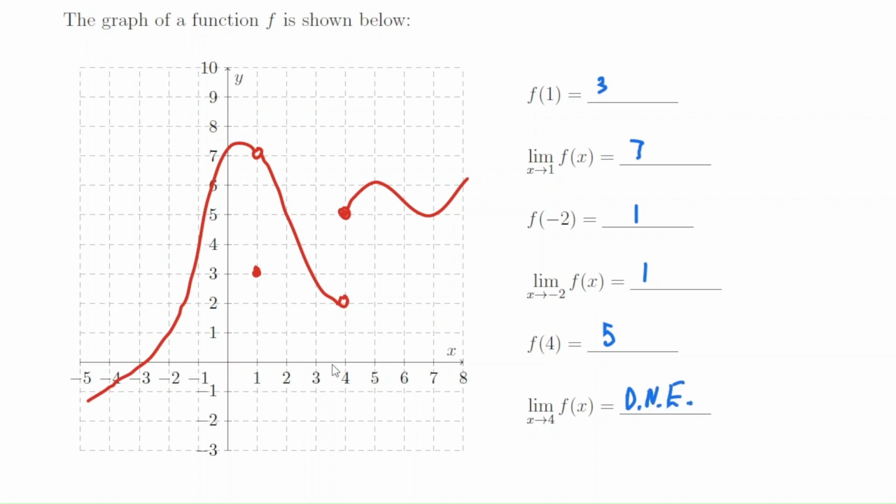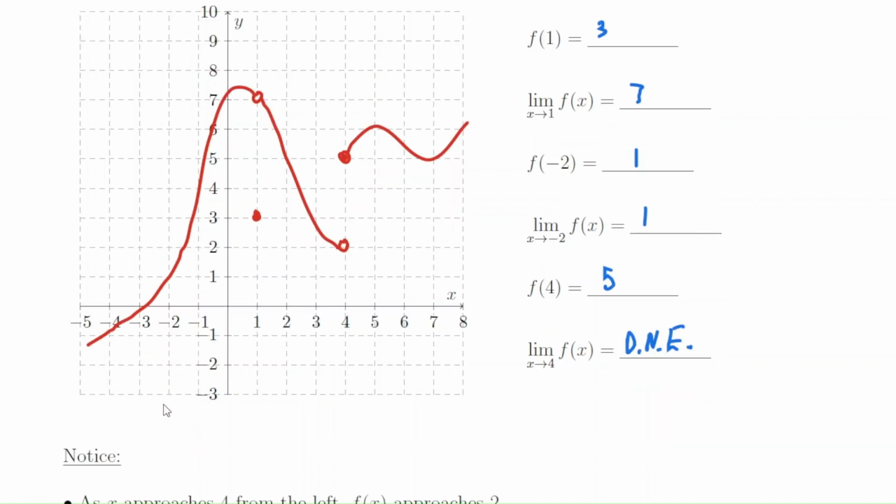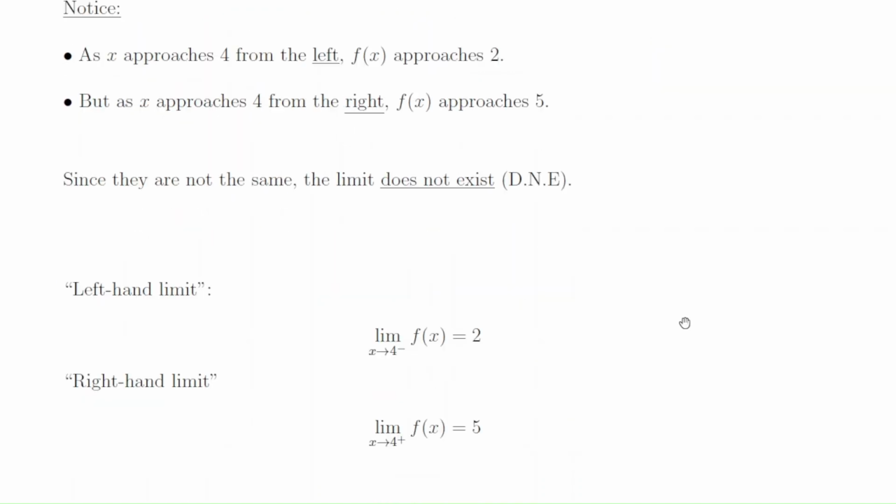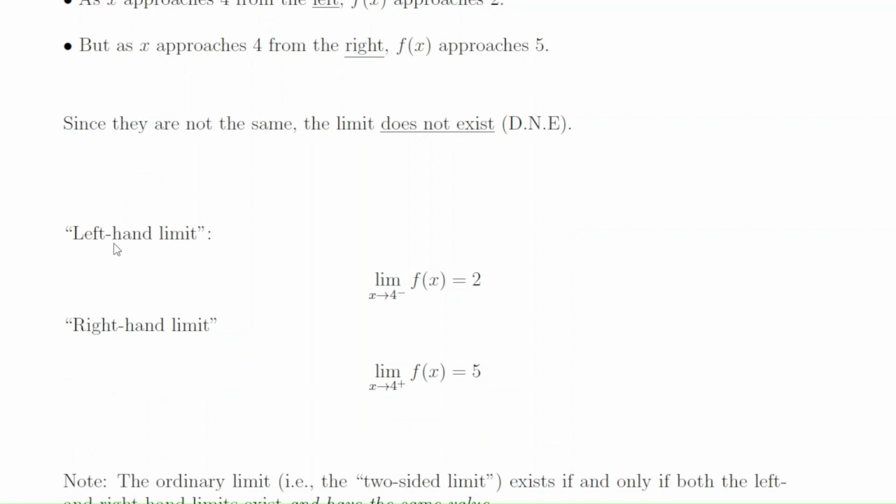Essentially, it's because, well, we're going to talk about what's called a left-hand limit and a right-hand limit. The left-hand limit is not the same as the right-hand limit. I'll say what that means in just a second. But notice as x approaches 4 from the left, if we're letting our x values approach 4 from the left, f of x approaches 2. But as x approaches 4 from the right, f of x approaches 5. Since 2 and 5 are not the same, the limit does not exist. But what we can say is that it does have a left-hand limit and a right-hand limit.